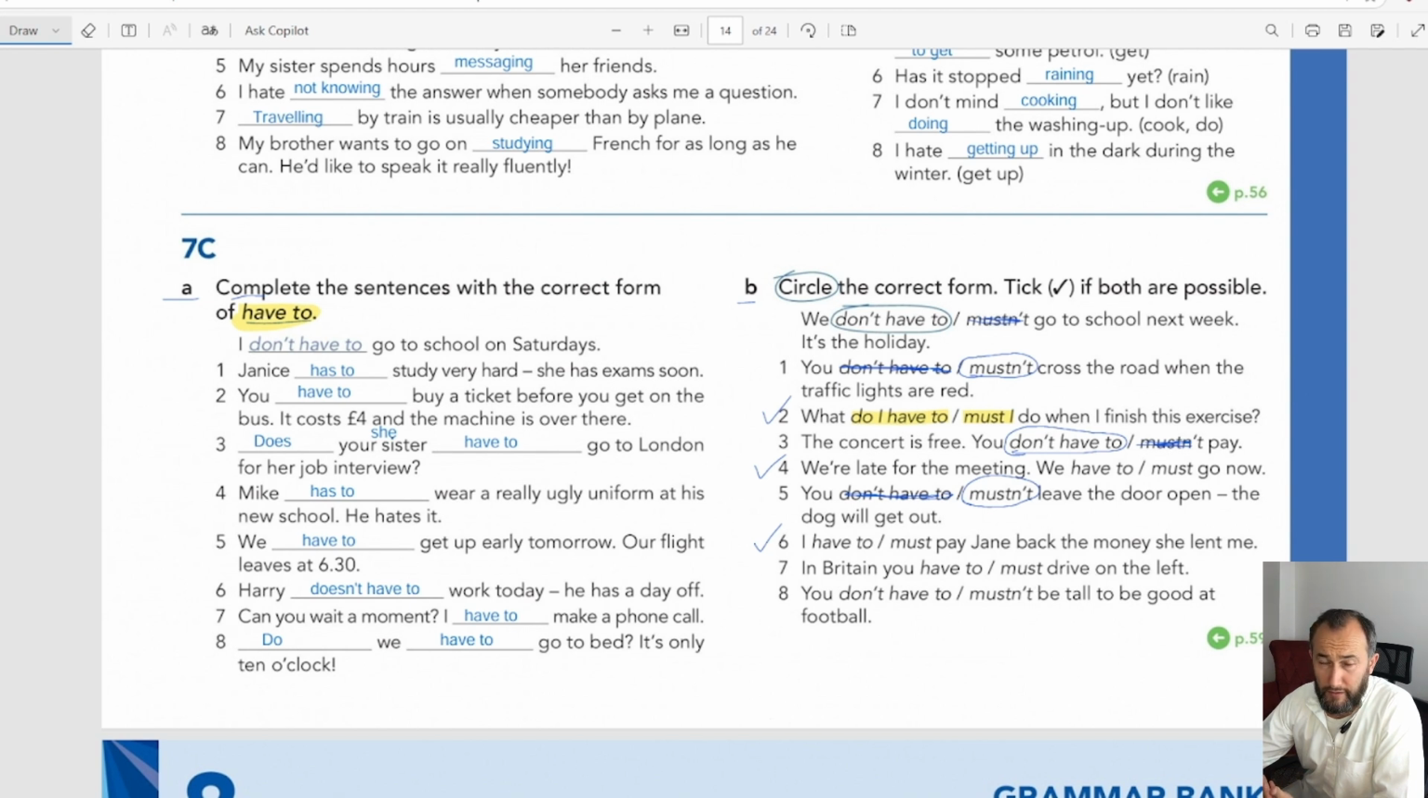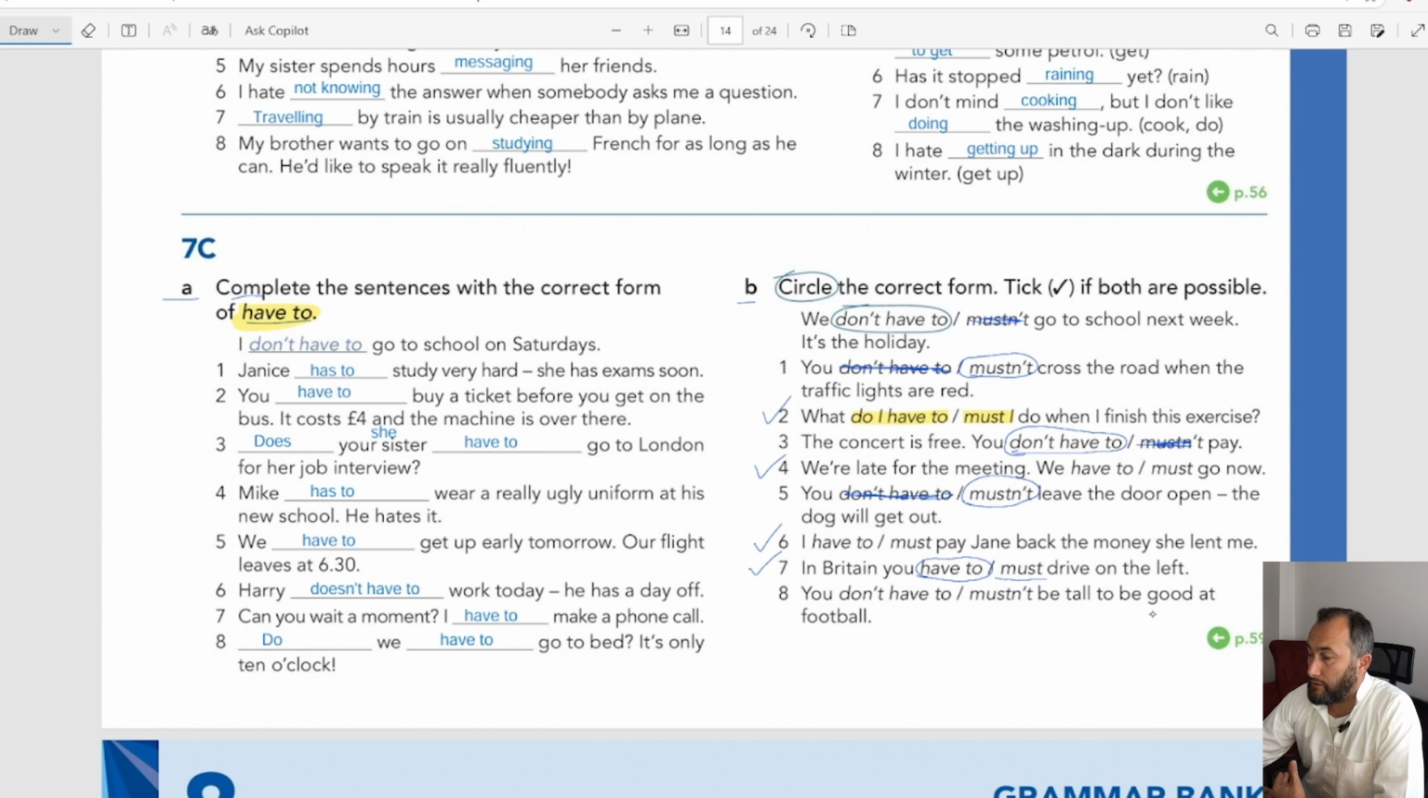Number 7: in Britain, you have to or you must drive on the left. It's a rule, guys. In Britain, on the left side, it's a rule. So if it's a rule, then you have to. Can I say you must? That's also fine. But have to is much better, obviously, because we're talking about the rules, guys. We can take it actually.